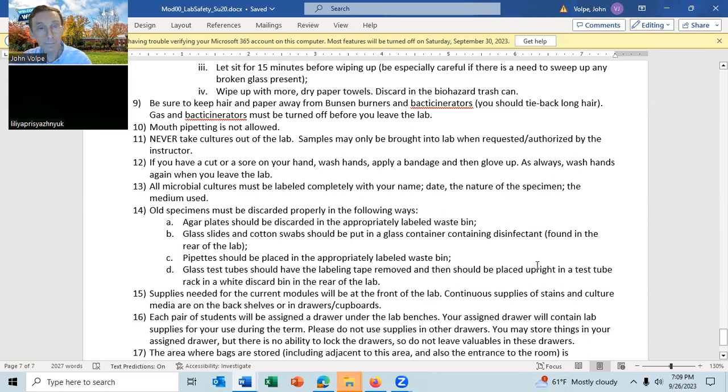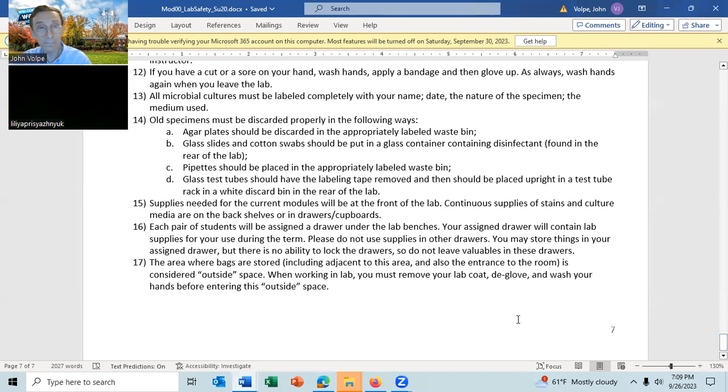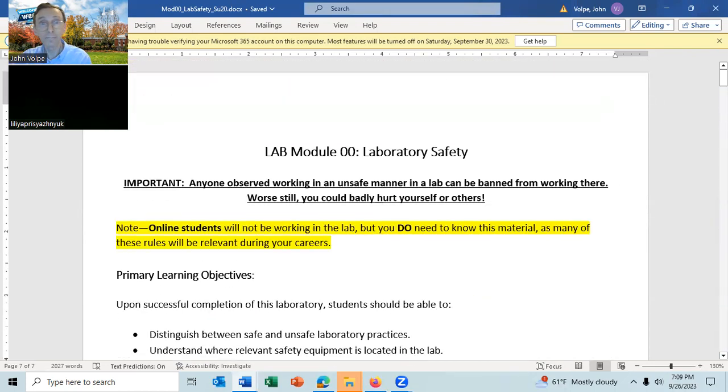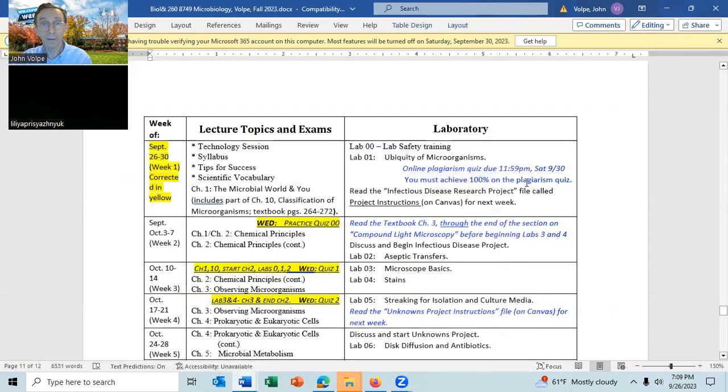I already talked about discarding things. I already talked about supplies. All right. I think that's everything. Any questions about this lab? If not, let's go to the worksheet.